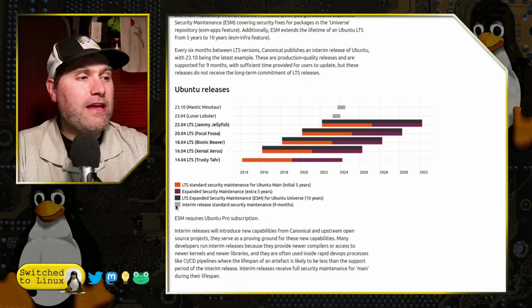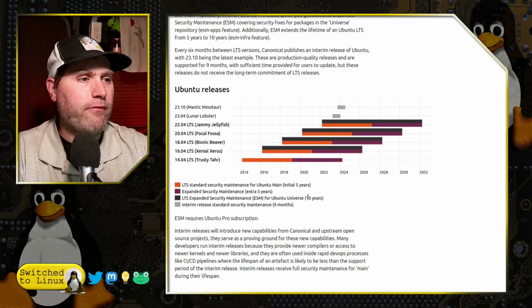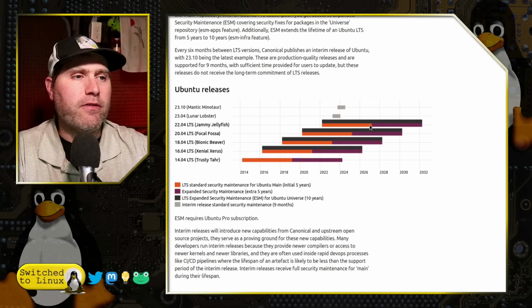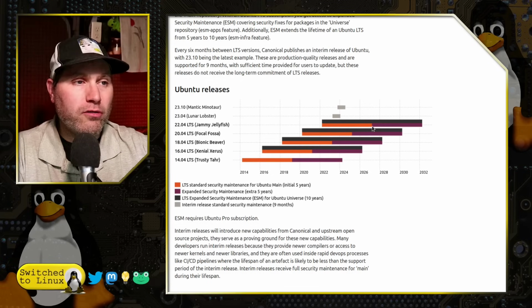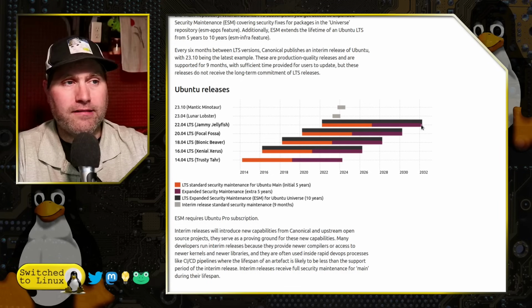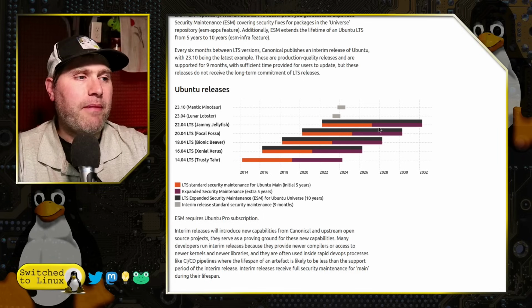So with that, each of the interim releases have support for roughly 9 months. The LTS expanded security have roughly 10 years. And so you'll see that the standard LTS has about 5 years, and then they do expanded security. So these ones here, the orange bars, are going to be some changes in the software. These are your point releases. And then once it gets to that point, there's no more new software. They're just maintaining security. So that's what ends up happening.